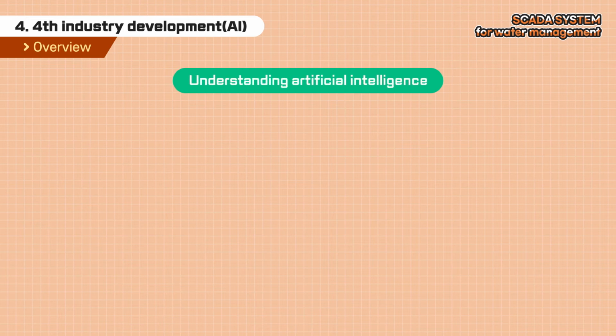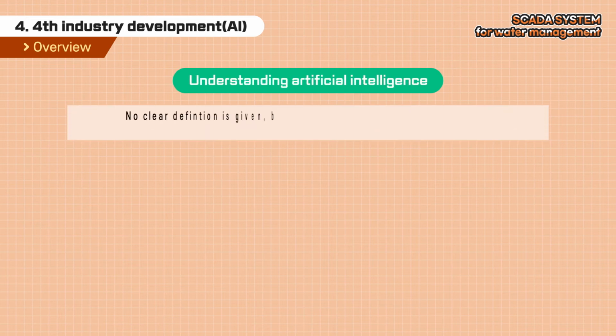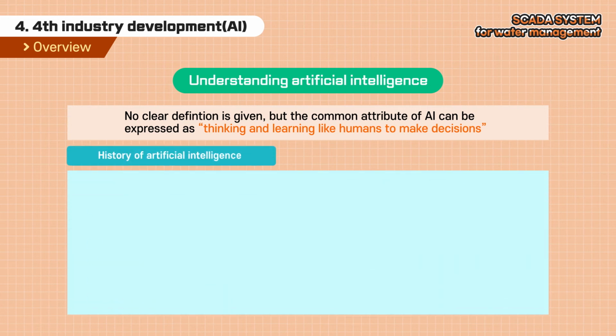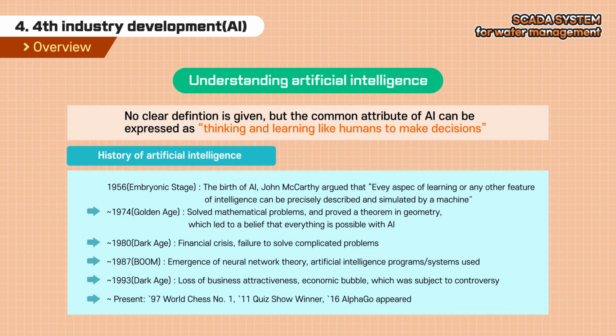Then, what does artificial intelligence mean? No clear definition is given for artificial intelligence, but the common attribute of AI can be expressed as thinking and learning like humans to make decisions. The history of artificial intelligence began in 1956. In the present day, AlphaGo stands as an example of AI.